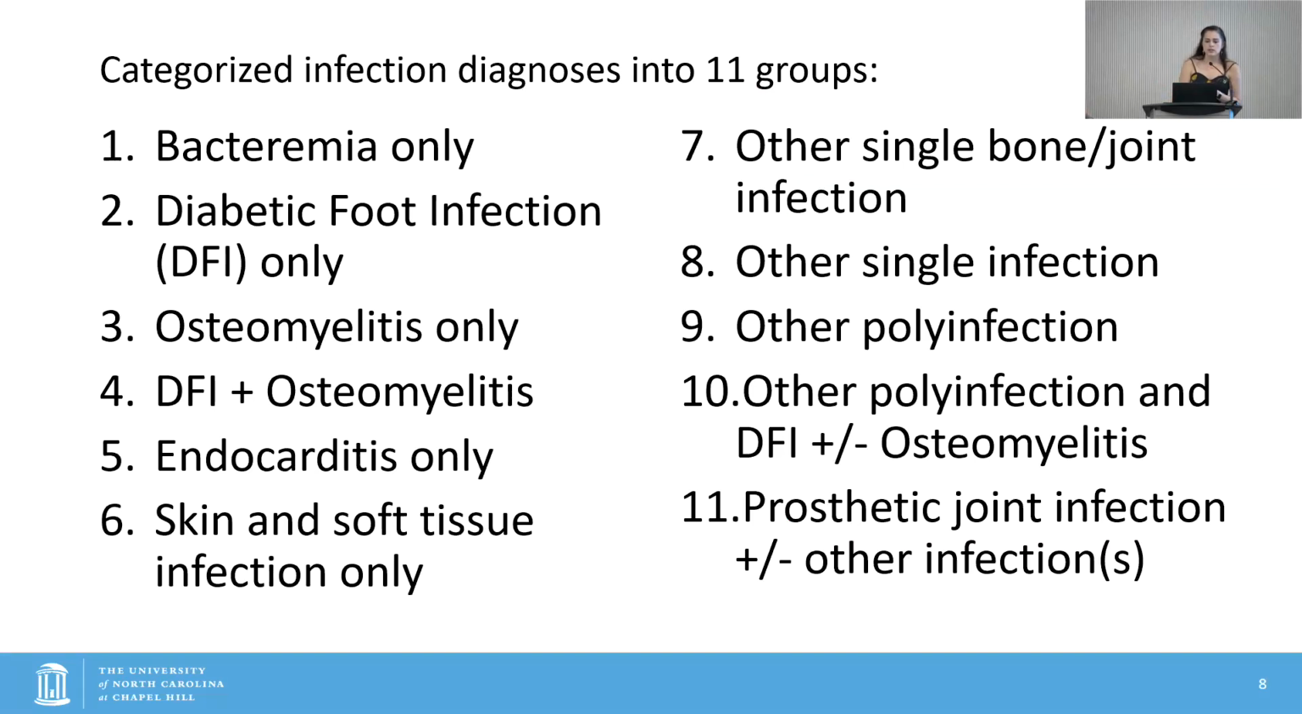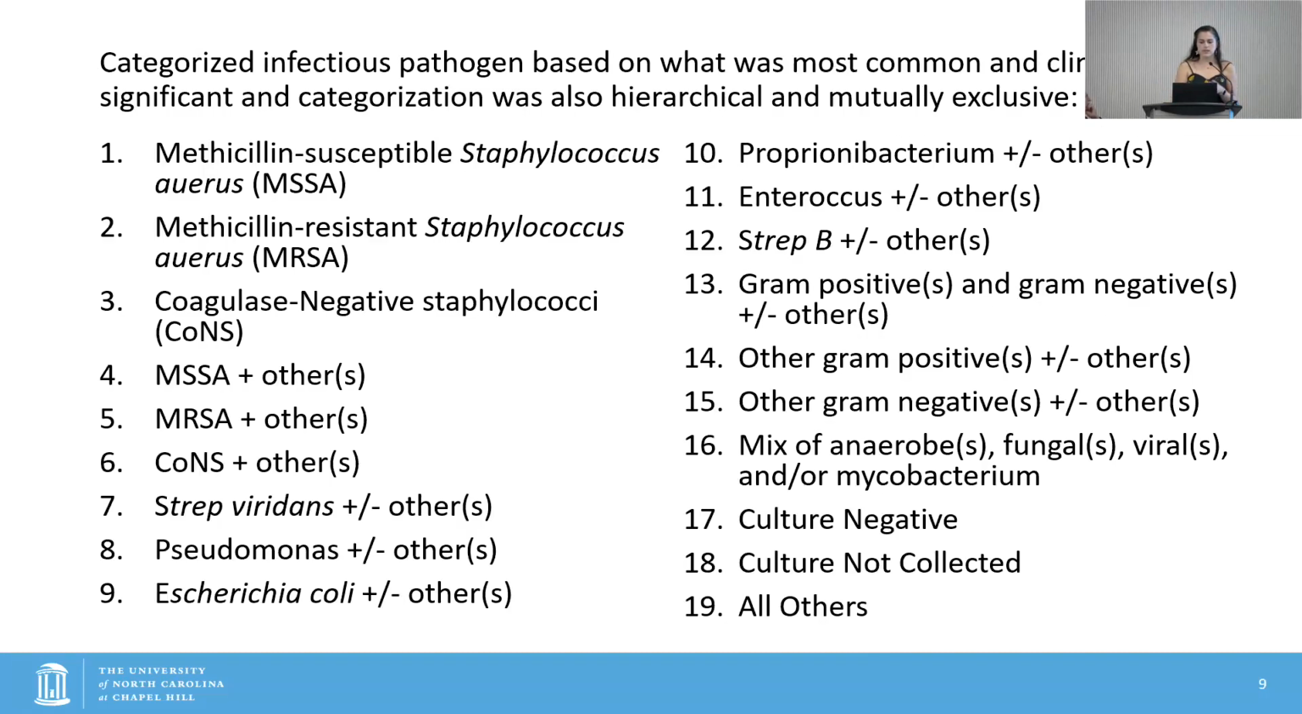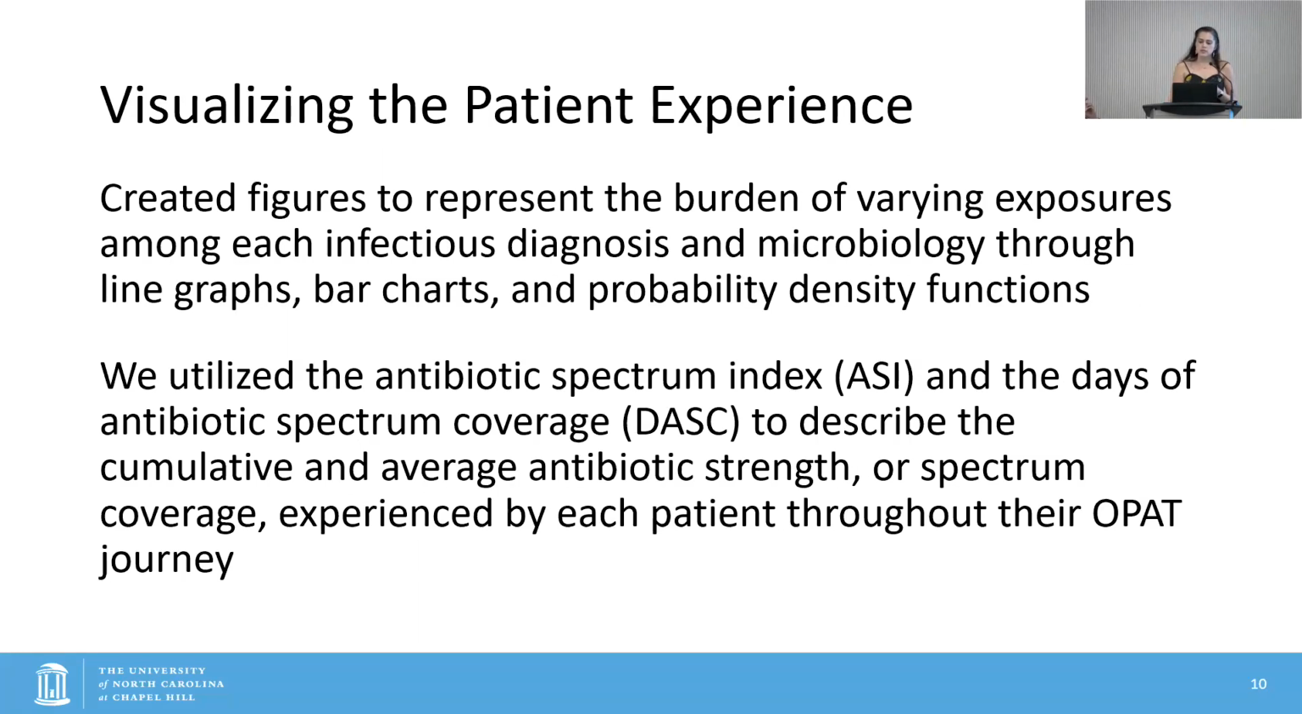We also categorized infection diagnoses into 11 groupings. Those are listed here. And finally, we categorized the infectious pathogen based on what was most common and clinically significant, which are also hierarchical and mutually exclusive. We then visualized the patient experience using various figures that represent the burden of exposures among our stratified groups. We also utilized spectrum coverage indices to describe the spectrum coverage of antimicrobials experienced by each patient throughout their OPAT journey.